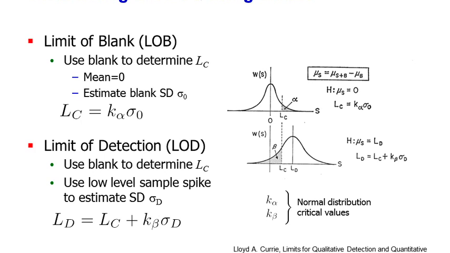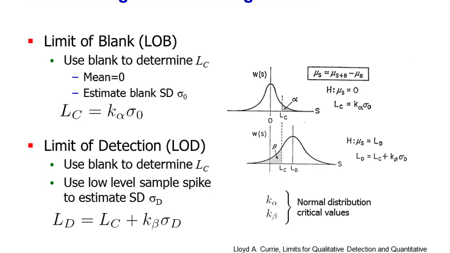So then you just inject your blank multiple times. You measure the standard deviation of the blank, and let's say you want 95% confidence that you will not make a false call. In other words, the false positive rate is 5%, or your p-value is 0.05, which is the alpha that is mentioned here. Then this k alpha is basically the critical value. It's called the normal distribution critical value for the 95th percentile.